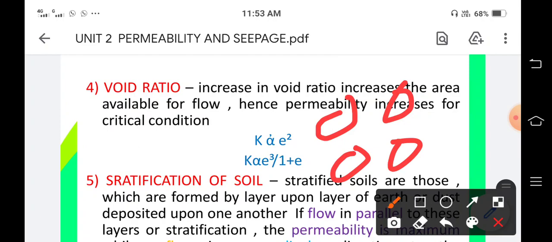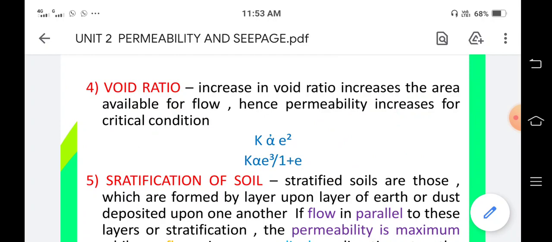So उसके लिए एक relation है, so this permeability is directly proportional to the square of the void ratio, that is K is directly proportional to e square, okay, or permeability K is directly proportional to e cube upon 1 plus e. This is the relation, okay. ये रिलेशन आपको याद रखो, आपको ऑनलाइन के लिए ये आ जाएगा, K equal to e square और K equal to e cube upon 1 plus e, okay. This is the relation you have to remember, okay.